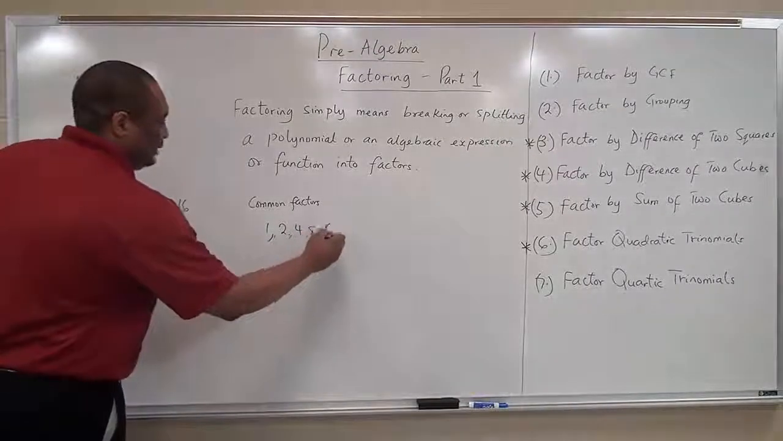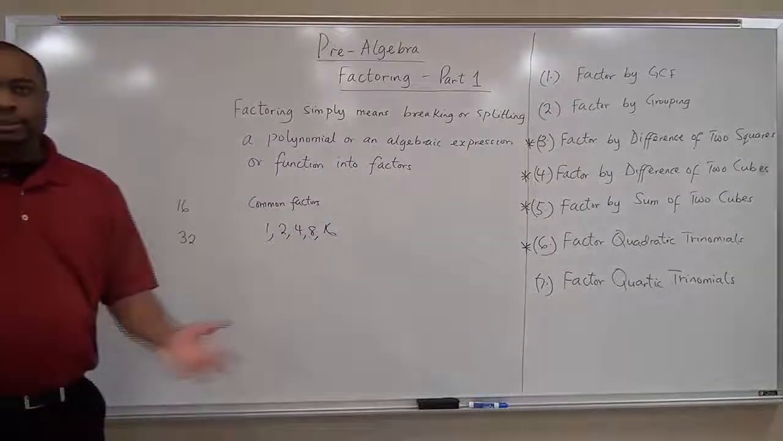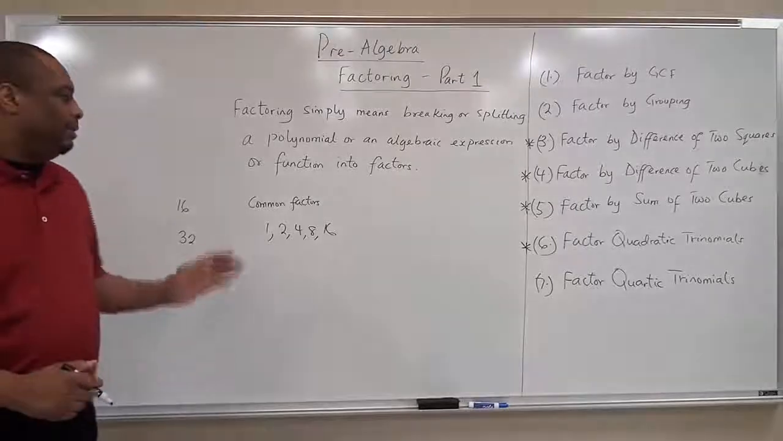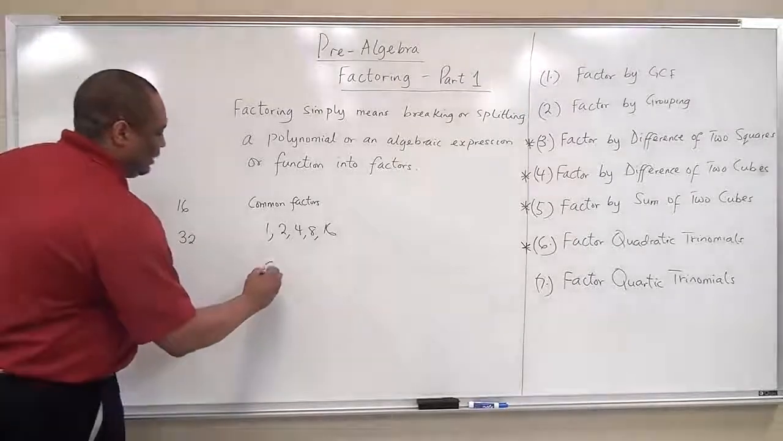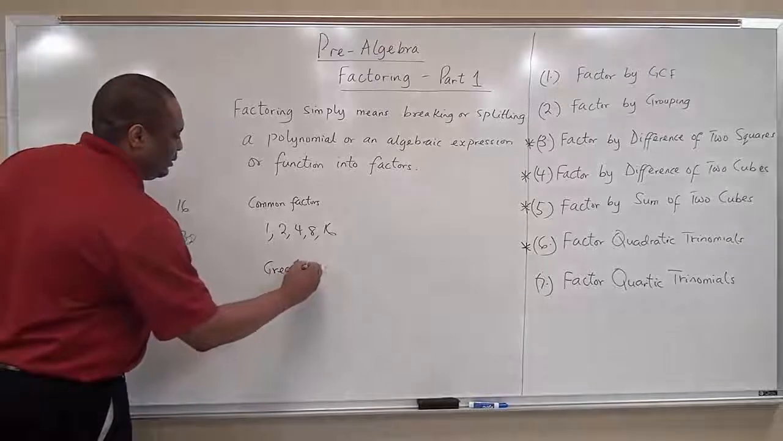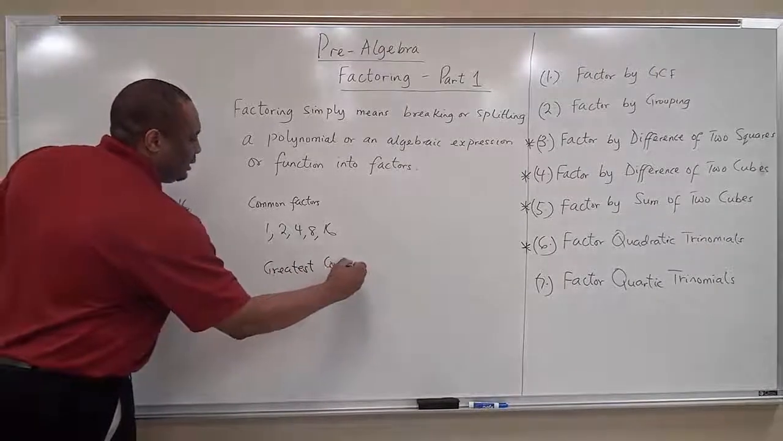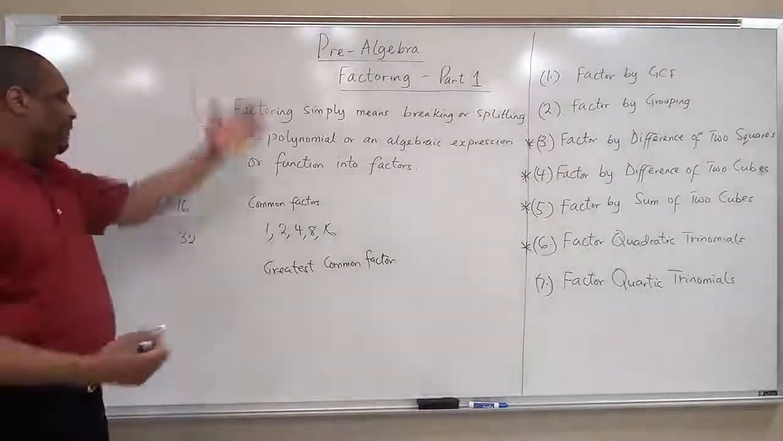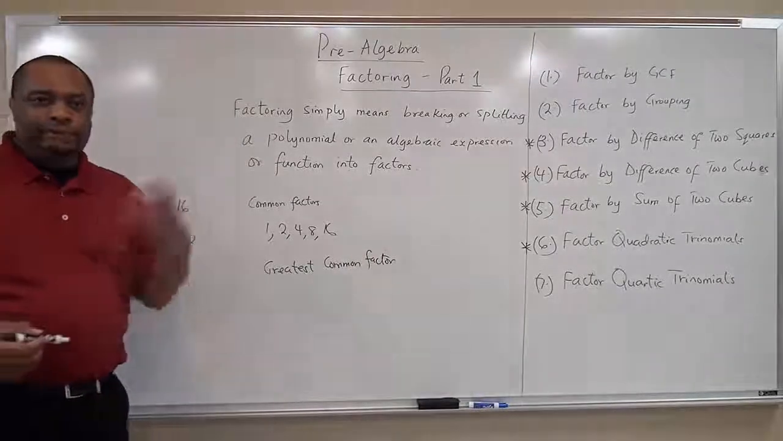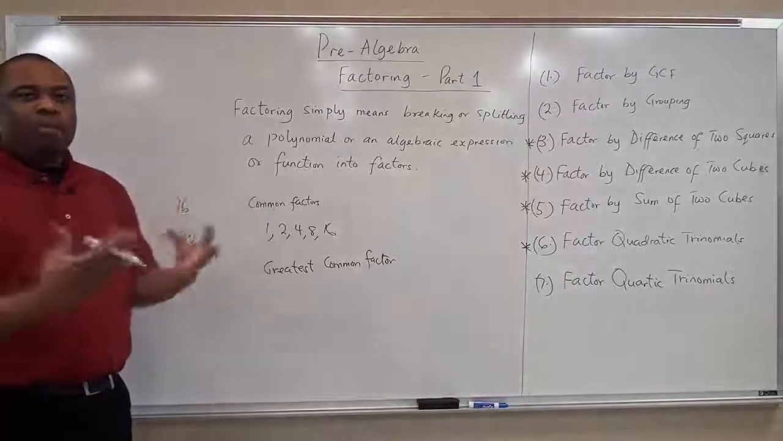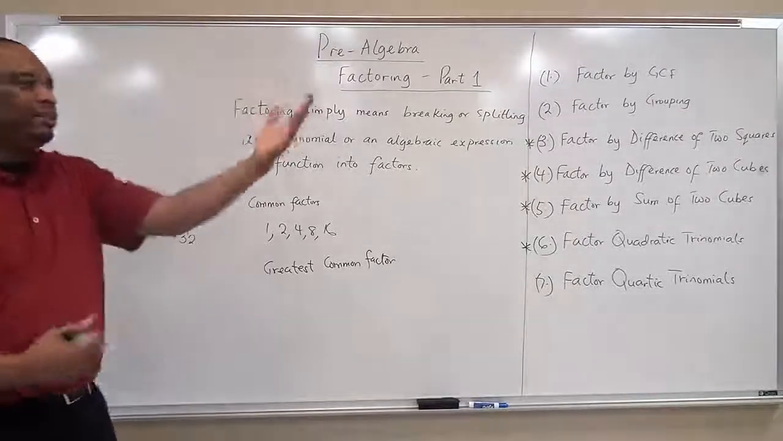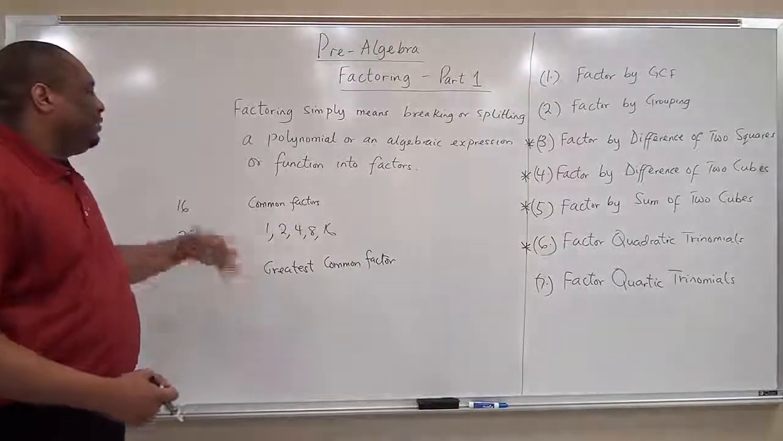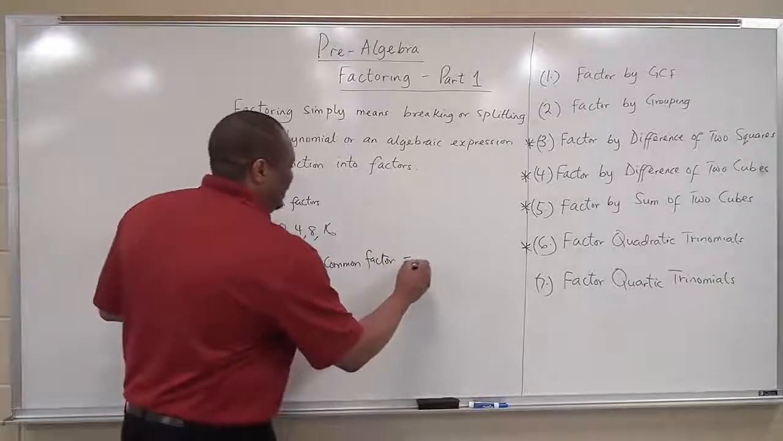We have a 16. So these are the common factors, right? But what is the greatest common factor? That is what we are interested in. A common factor means it is a factor of 16 and it is also a factor of 32. That is common, okay? It applies to this and applies to that. Then what is the greatest common factor? We see that it is 16.